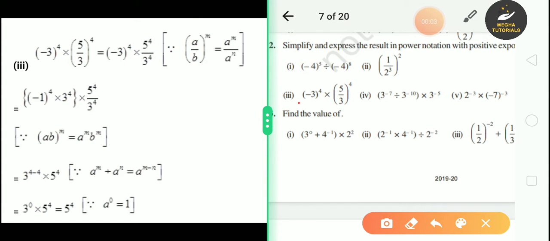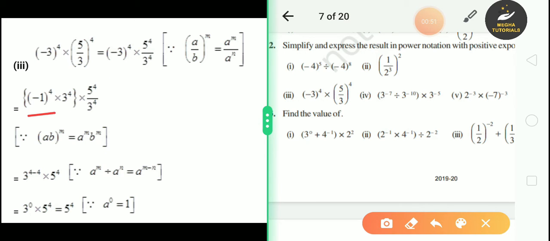Question 3, minus 3 raised to 4 into 5 upon 3 raised to 4. Okay, so you can write minus 3 raised to 4 into 5 raised to 4 upon 3 raised to 4. We have applied this law in the second bracket, that is a upon b raised to m is equal to a raised to m upon b raised to m. Again it is a printing mistake. Okay, b raised to m will come there. Then we have expanded minus 3 raised to 4 as minus 1 raised to 4 into 3 raised to 4, using this law, that is ab whole raised to m is equal to a raised to m into b raised to m. So the second step is minus 1 raised to 4 into 3 raised to 4 into 5 raised to 4 upon 3 raised to 4. Okay, this term as it is.